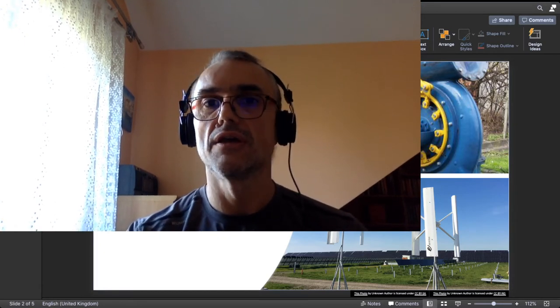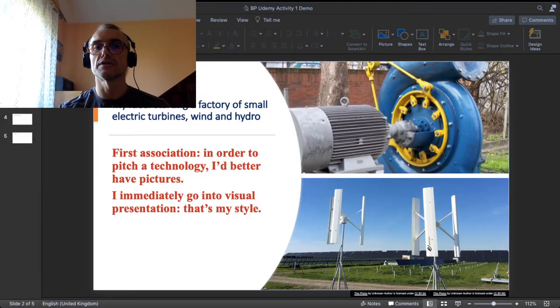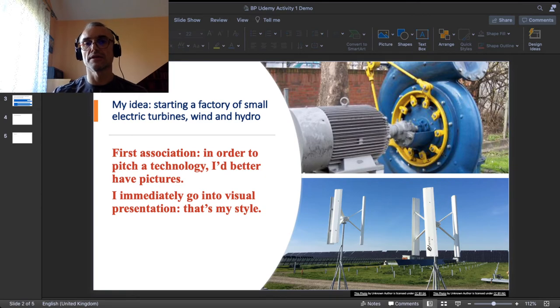You can see in the picture, let me get a little bit smaller. Here is my idea displayed on the screen. So, starting a factory of small electric turbines, wind and hydro, and my first association, which I made intuitively: in order to pitch a technology, I'd better have pictures. As soon as I started to sketch quickly those notes for this specific demo of activity, it was reflexive, intuitive in me. Look for something visual to show.